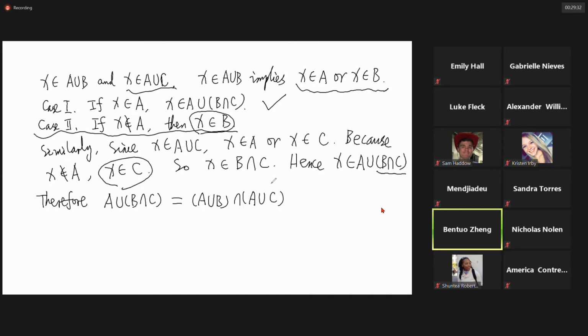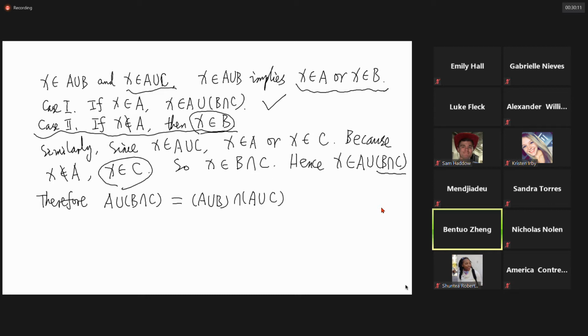Okay, do you have any questions? So this proof is very rigorous. You have to be very careful about the definitions of each step. All right, now let's come back to the second statement we want to show. That is, A intersect B union C is equal to A intersect B union A intersect C.